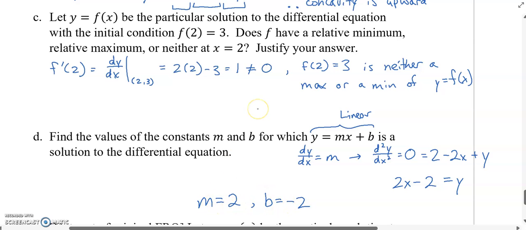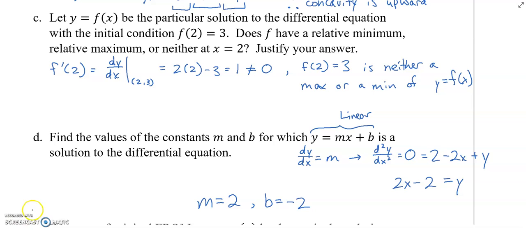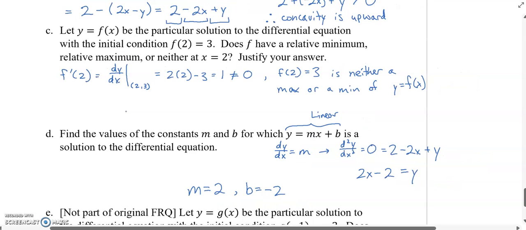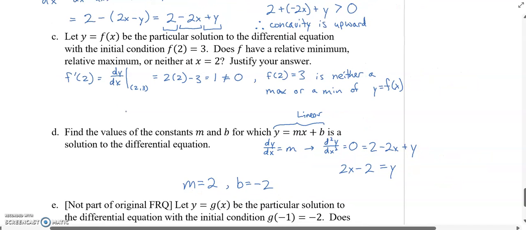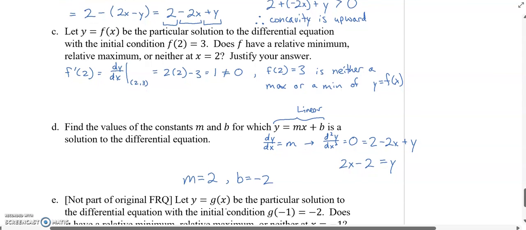There are some other ways we could do this, but that to me seems like a pretty efficient way of doing that problem. And that was all the parts of the FRQ, but I decided to add a new one because I just couldn't resist. Not part of the original FRQ, but let's look at a new solution, y equals g of x, and that goes through the point -1, -2.